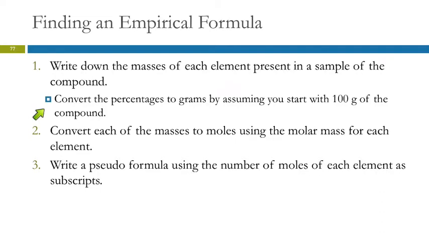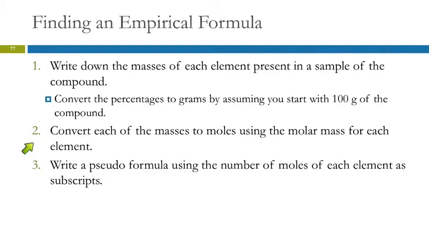Sometimes you're given percent composition. Then you're going to convert the percentages to grams by assuming that you're starting with 100 grams of the compound. It doesn't matter the size of the sample. The percent composition and the empirical formula are going to be the same. So we can choose a sample size that makes things easy. If we choose 100 grams, then the mass of each element is the same as the percentage. So all we have to do is take the percent off and write gram.